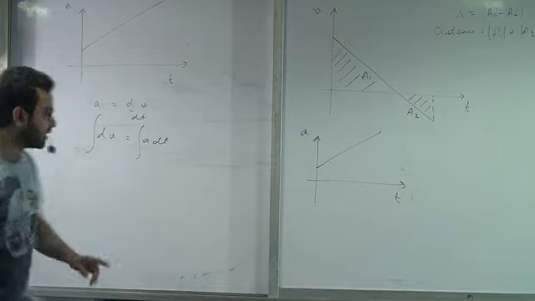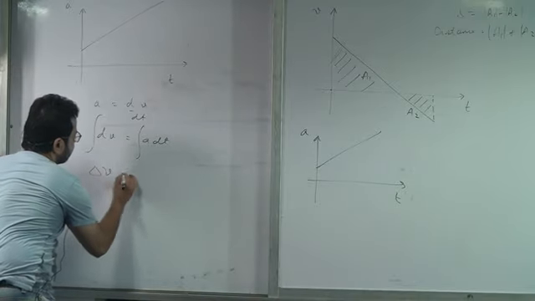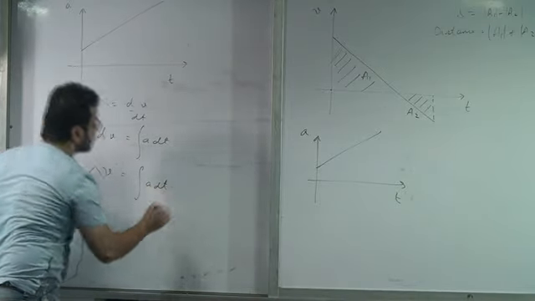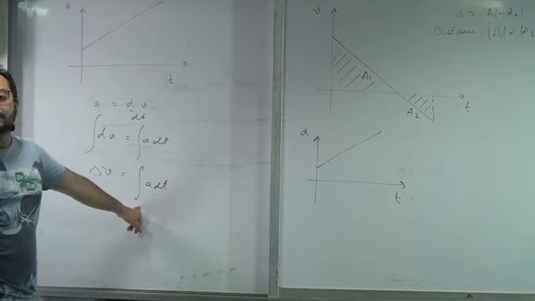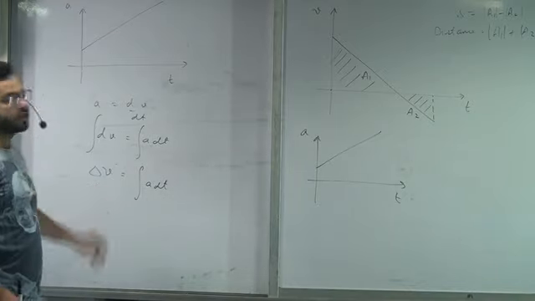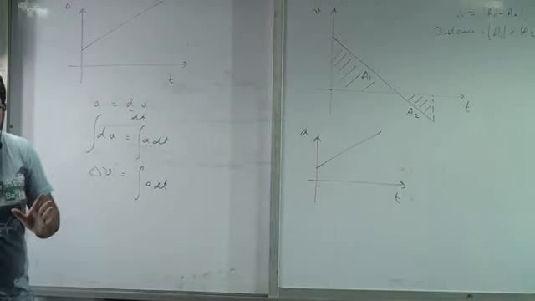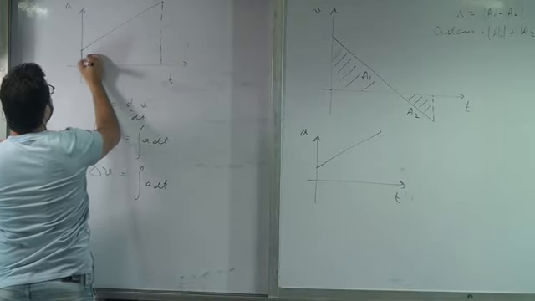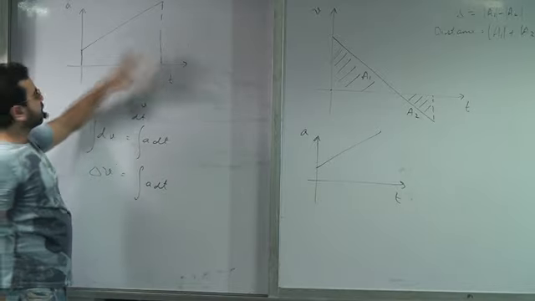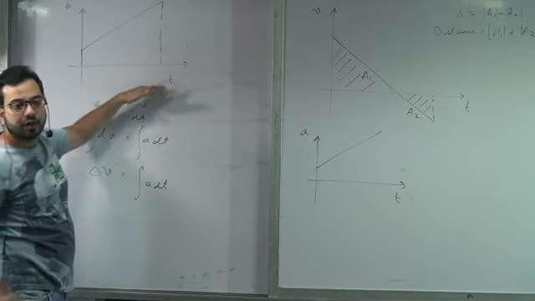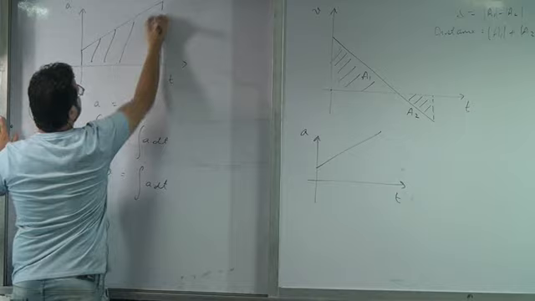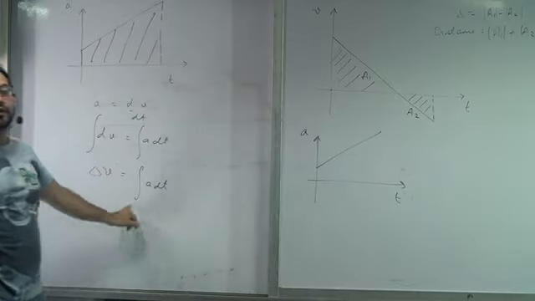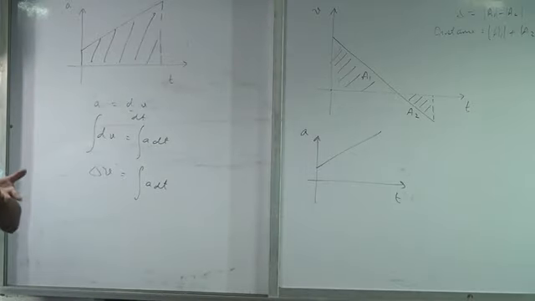V minus u, that is the change in velocity. The area under the a-t curve will give me the change in velocity, not the velocity. Is that clear? So if I want to find the change in velocity from this a-t curve, what should I do? I should find the area under the curve. But this is only going to give me the change in velocity.